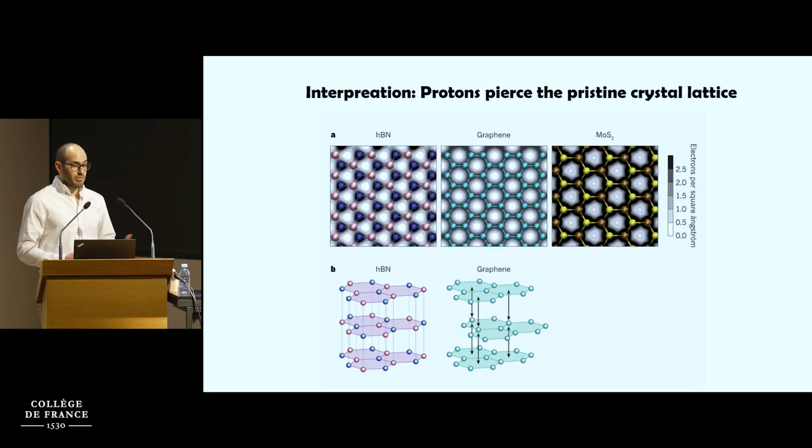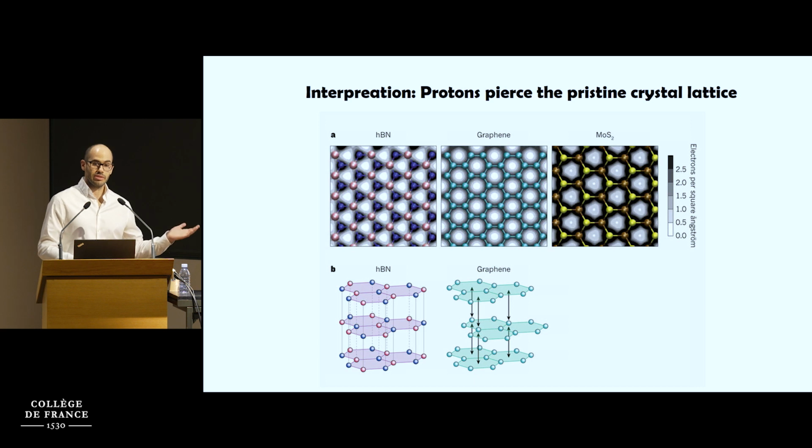What we interpreted from this is that protons are going through the pristine crystal of the material, and therefore they must be piercing the electronic cloud in this crystal. To understand why this is happening, our colleagues did some calculations of the electron cloud density in the crystal. In this calculation, the darker it looks, the more dense the electron cloud. You see that hBN, which was the most permeable material, is the most translucent of these three. It's more translucent than graphene, and MoS2, for which we didn't see any conductivity, has pretty dense electron clouds.